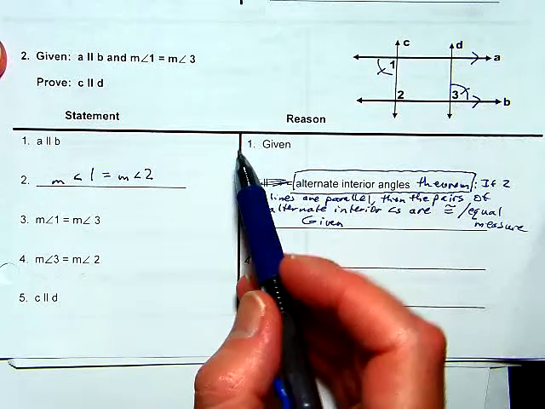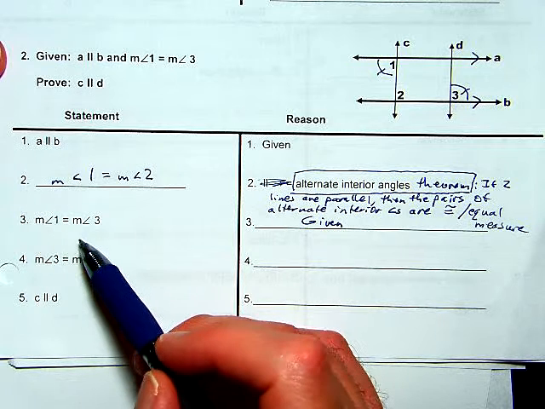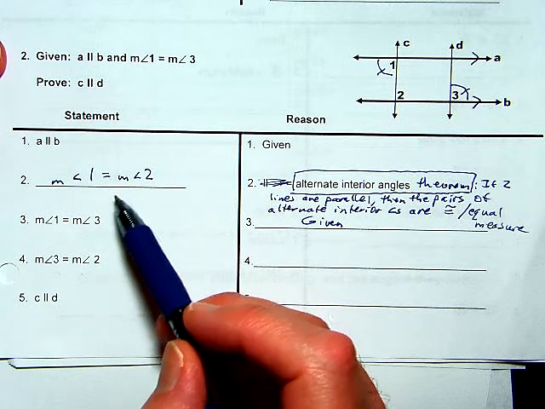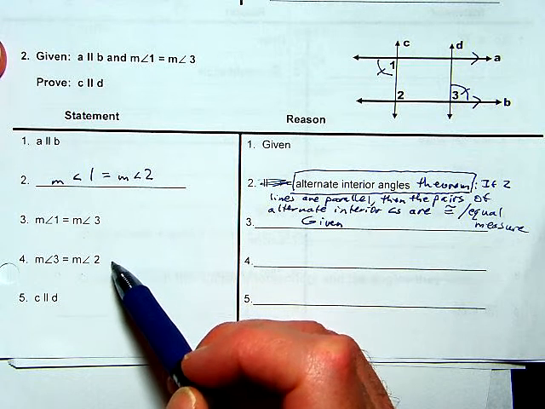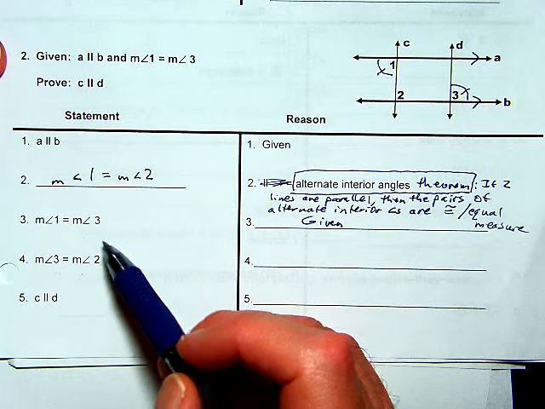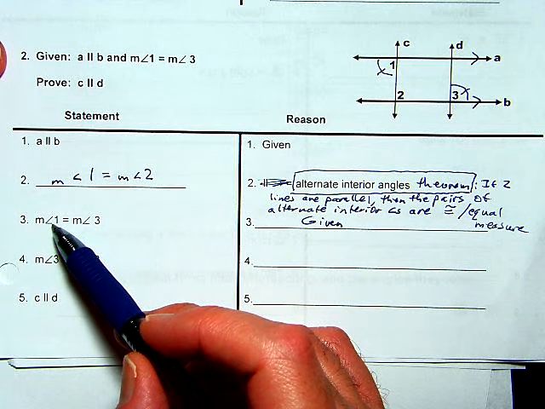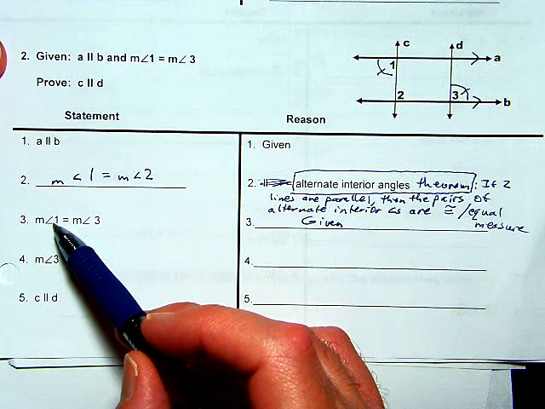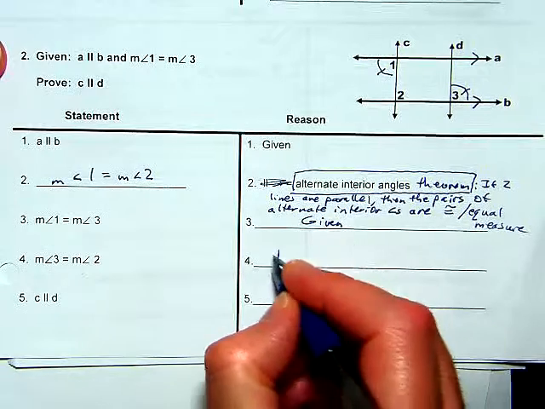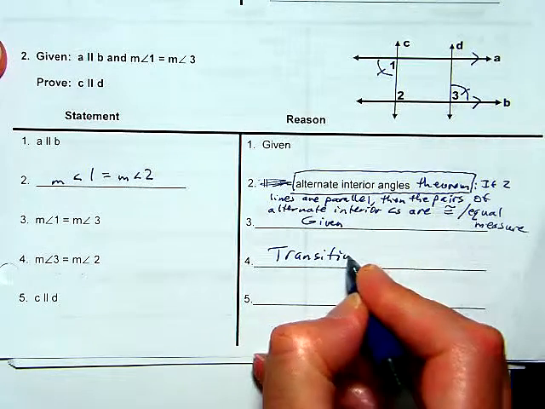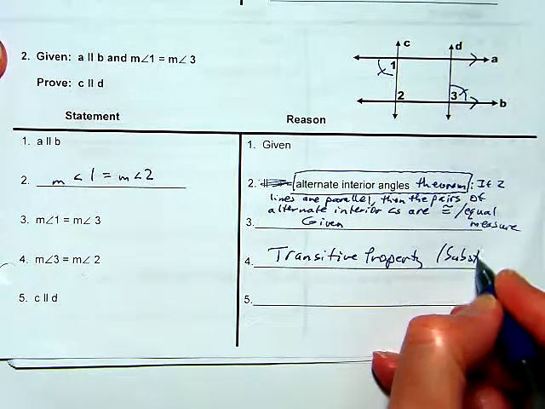So we must be getting it somehow from the statements that come before. And I think you can see that if you take statements 2 and 3 through transitivity, the measure of angle 2 has to equal the measure of angle 3. So this is the transitive property, or it could also be substitution, because we're essentially substituting in the measure of angle 2 for the measure of angle 1 in statement 3, because we know it's true because it was stated that way in statement 2. So then number 4 is either transitive property or substitution. It doesn't matter, they're both correct.